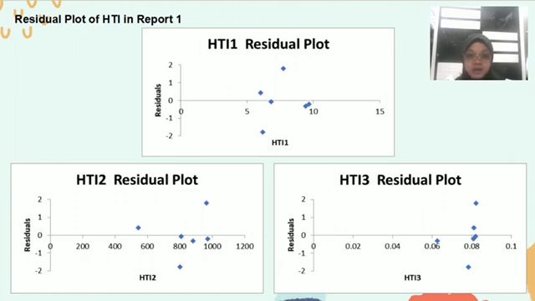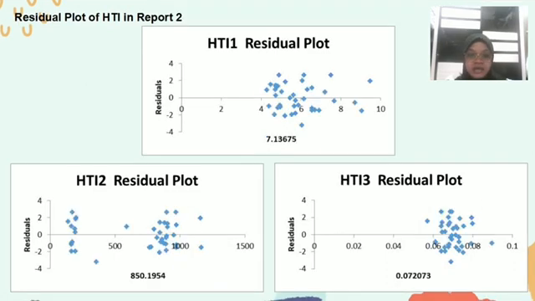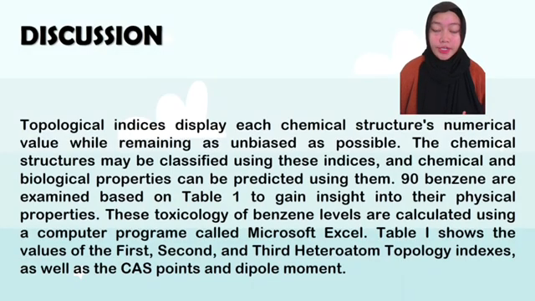Then, the residue plot of HDI1, HDI2, and HDI3 in report 1. The sum of squares for the residue in this report 1 is 6.7070. And next, the residue plot of HDI in report 2. The sum of squares for the residue in this report 2 is 88.0563. This graph plots residue against HDI, where residue is the y-axis and HDI is the x-axis. For our report, it will divide by 2.